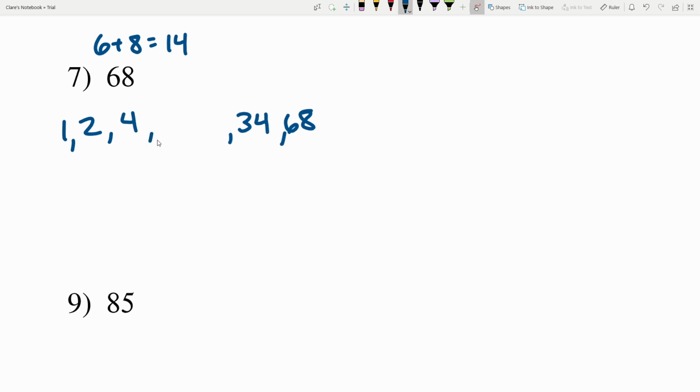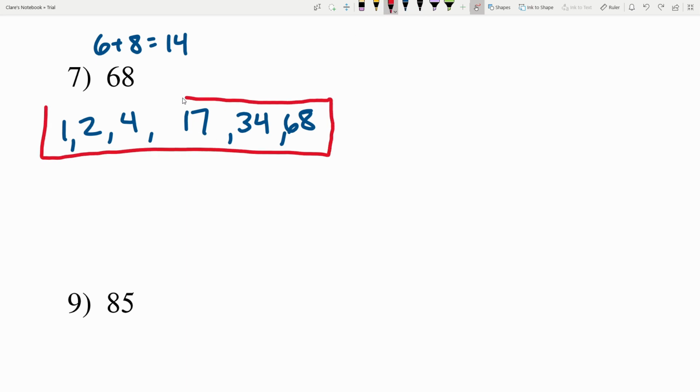Yes, 4 does. 4 times 17 gives me 68. I know it's not divisible by 5 because it doesn't end in 0 or 5. I know that 6 can't divide into it because the number isn't divisible by both 2 and 3. 7 does not divide into it. 8 does not divide into it. 9 does not divide into it. 10 does not divide into it because it doesn't end in 0. And I know the rest of my numbers will not divide into it between 4 and 17. So 1, 2, 4, 17, 34, and 68 are my factors for number 7.